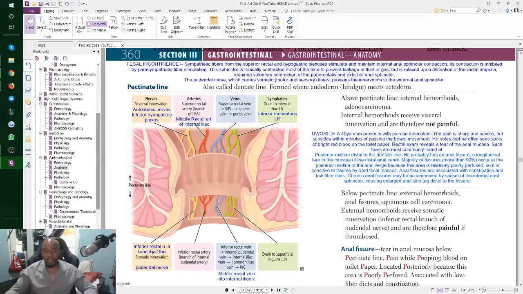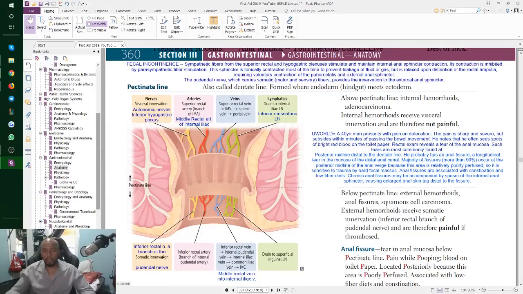But nerve supply of the external area below the pectinate line comes from somatic innervation. And somatic stuff, which is pretty much your skin, is pain sensing, right? You can sense pain on your body. So obviously any external hemorrhoids are going to be painful, right? Somatic innervation is from the pudendal nerve. See, this one right here, this nerve that they're showing you would be your inferior rectal nerve from the pudendal nerve, right?